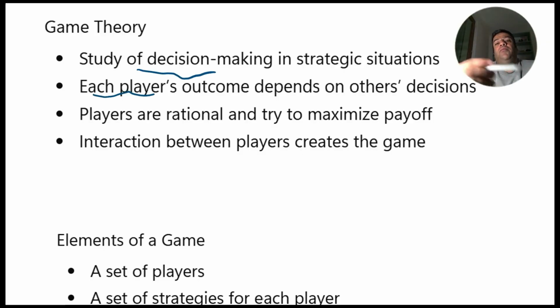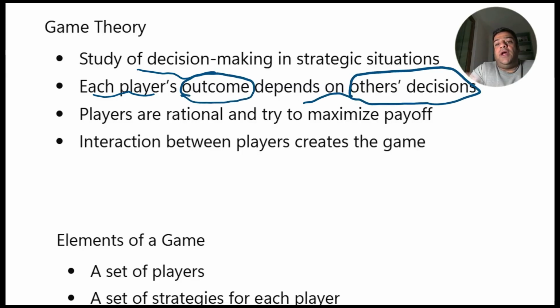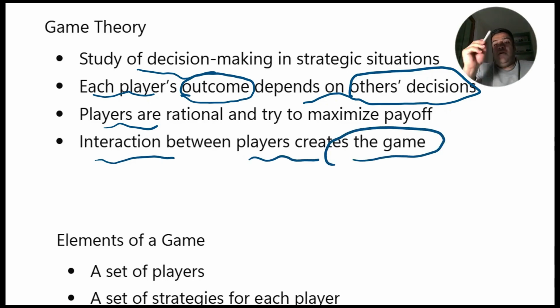We have players. Each player's outcome depends on the other one's decision. That is so important. The players are rational and try to maximize their payoff. Those are our axioms. And interaction between players creates the game. For example, player A does an action and after that B acts. And these are repetitive, sometimes in one action. By the way, it depends on your game.